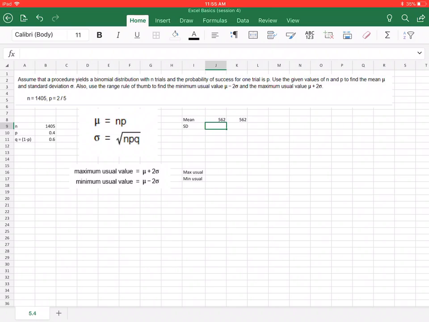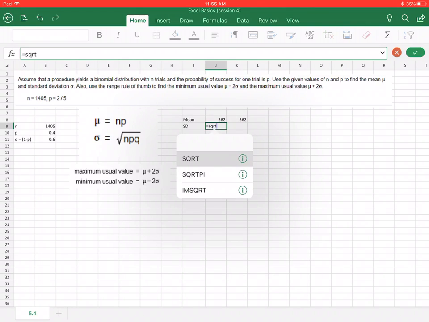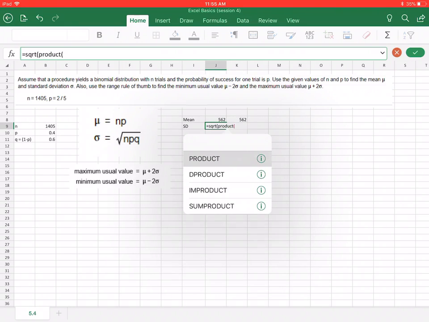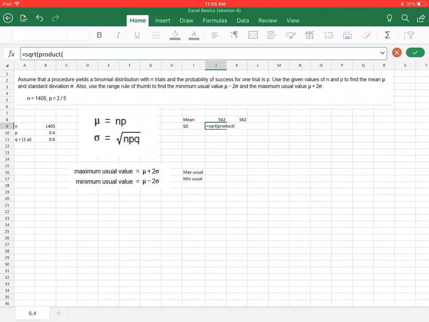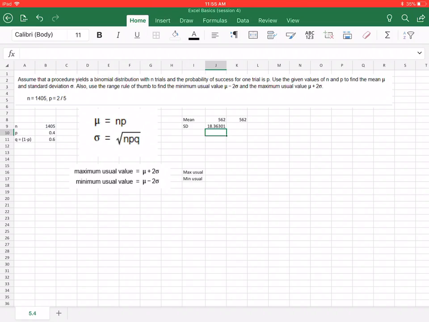So for the next part of it, you want the square root of n times p times q. That'll give you the standard deviation. So it'll be equals sqrt. That's the function for square root. And then you want an open parenthesis. Again, you can just use asterisks or you can use product. For this one, since there's 3 values, I'm going to use product. And then I'm just going to do n, comma p, comma q, close my parentheses, and because I have 2 open parentheses, I need 2 closed parentheses, and then I can just click enter. And then it gives me my standard deviation.